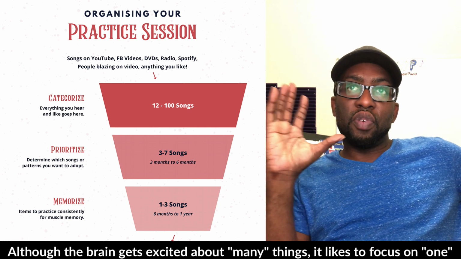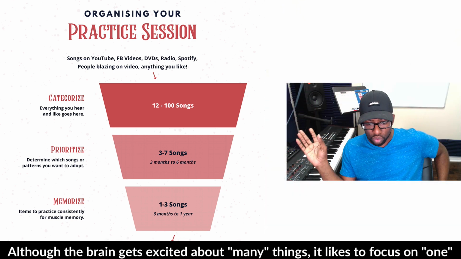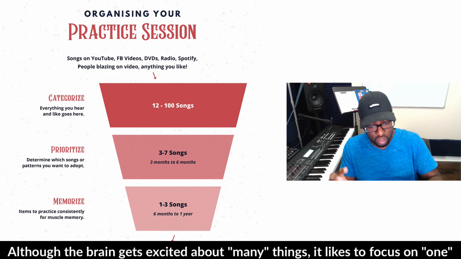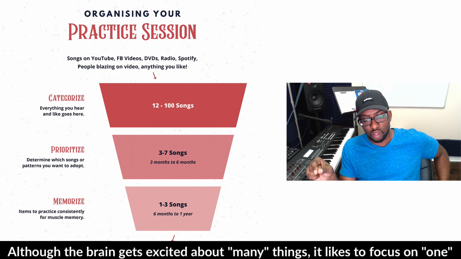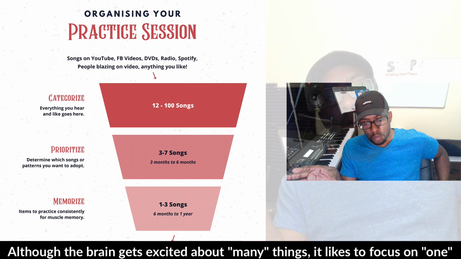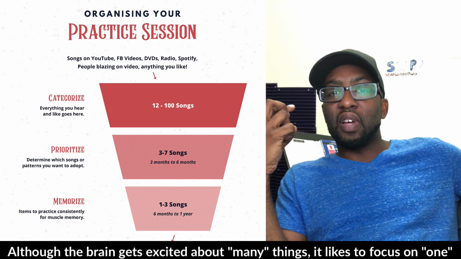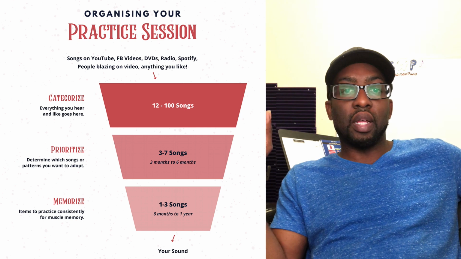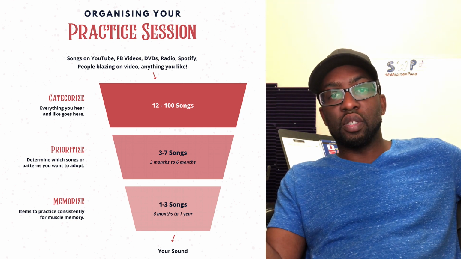At the top of the funnel is categorize. These are the songs that, if I'm just scrolling through and I see a song I like, I have two options. I can listen to it, and if I like it, give it a like or share, or I may say, you know what, this is a song I actually want to come back and revisit. I'm going to cap that at 100. I'm not going to ever go more than 100 songs on that list, so 12 to 100 songs on that particular list.